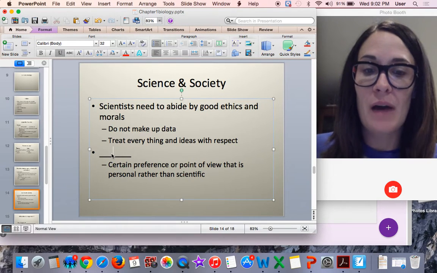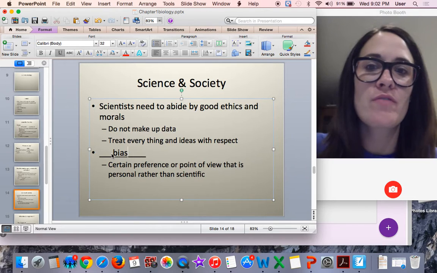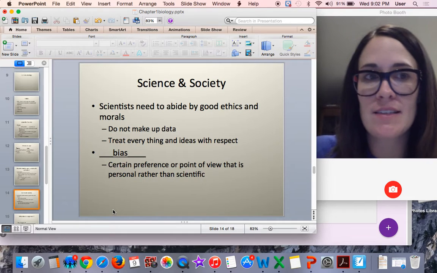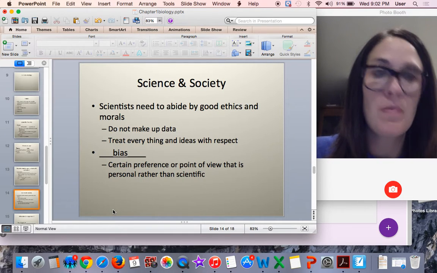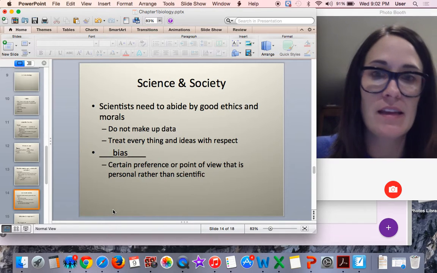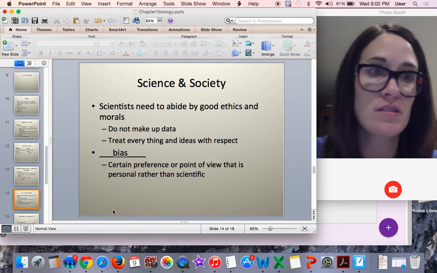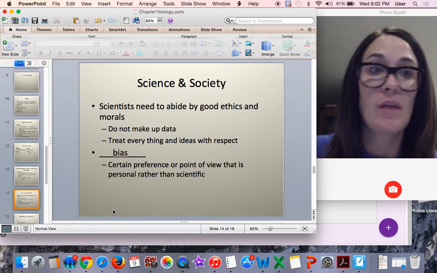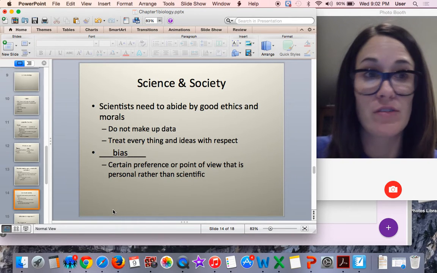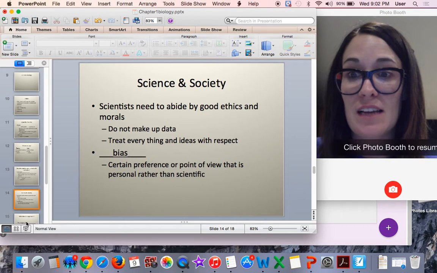There's a term called bias. Maybe you know what it means. It's just a certain preference or point of view that's personal rather than scientific. We all have biases, and that's okay, but you shouldn't let that impact your work in science. Like, I have a political bias, or you might have a religious bias, or a bias against somebody that likes the Vikings over the Packers, right? Personal bias. It's not scientific.